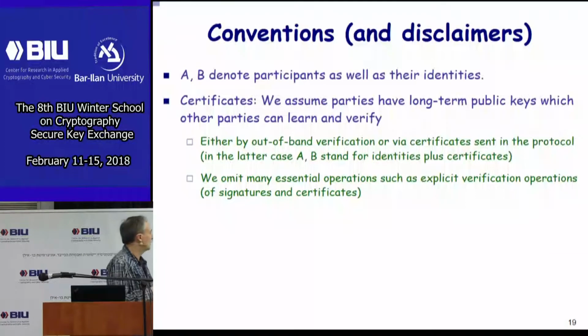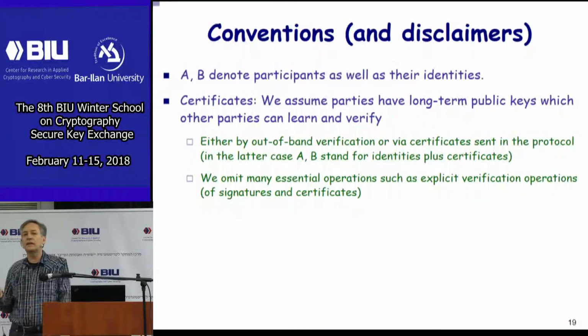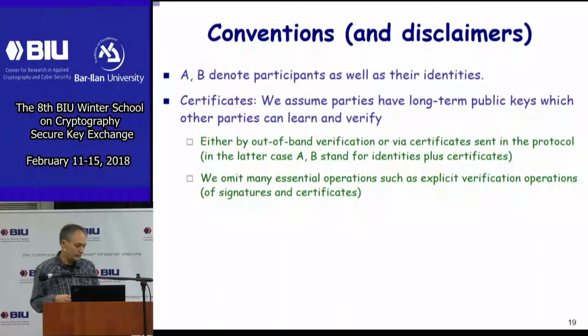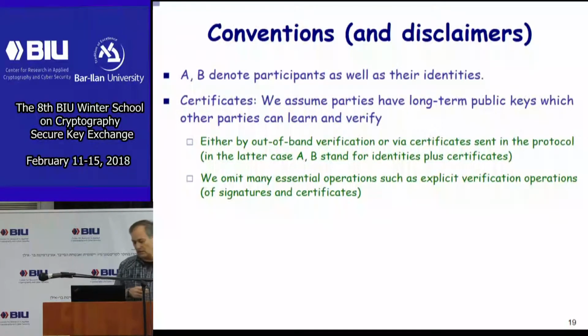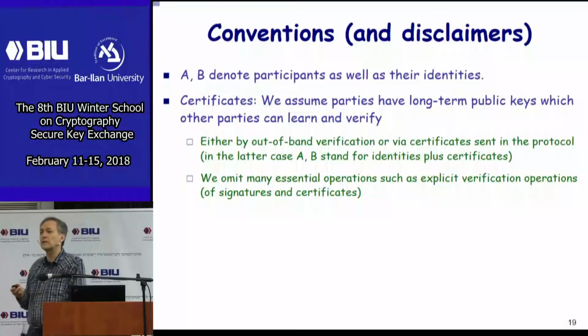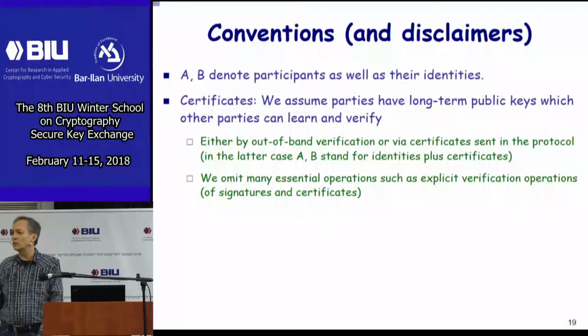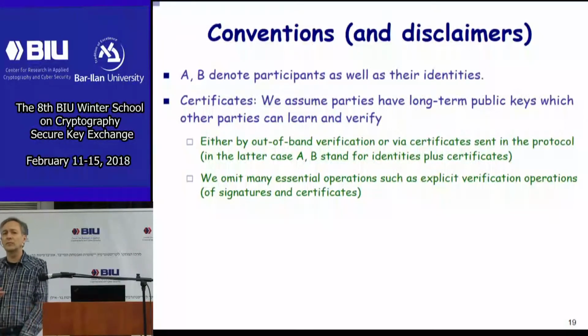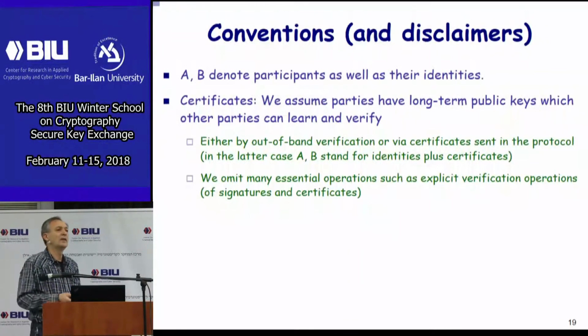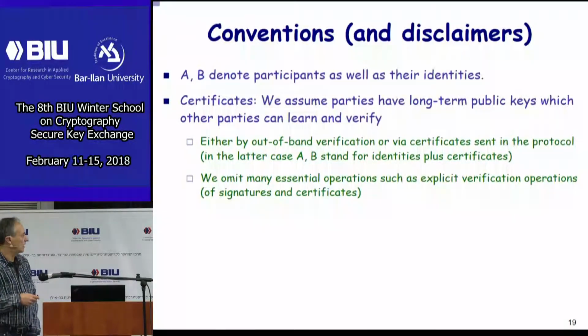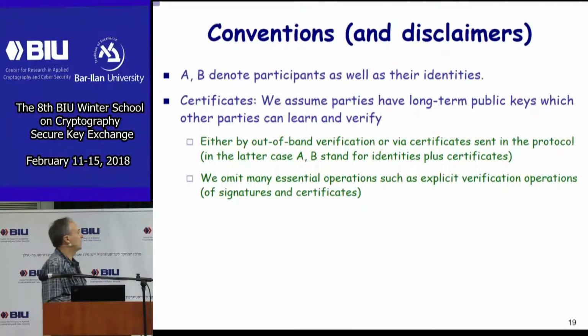Some conventions. A and B denote the participants and their identities. I use A and B as mathematical symbols, but actually I use them also as the identity. Sometimes I will say Alice and Bob, and sometimes I will say A and B. And sometimes this A and B will be just mathematical variables.